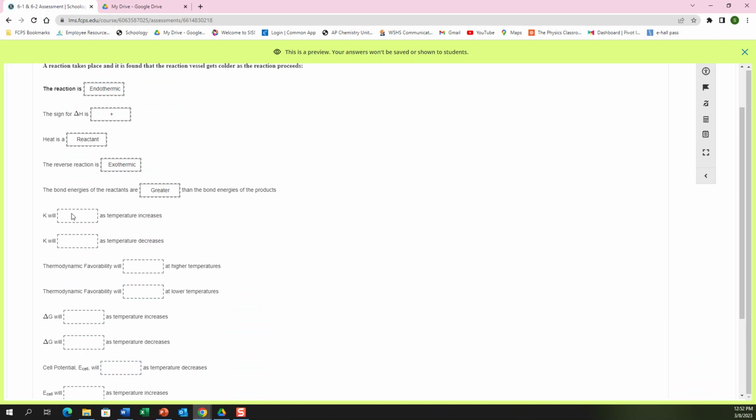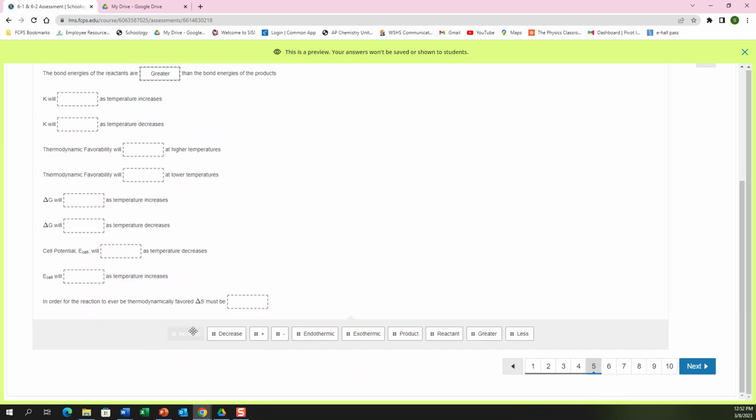So endothermic, K will increase as temperature increases, right? Heat will drive the reaction because heat's a reactant. Increasing heat will drive the reaction to the right, making more products, less reactants at equilibrium, meaning the ratio of products over reactants, which is K, is going to increase. K will decrease as temperature decreases.